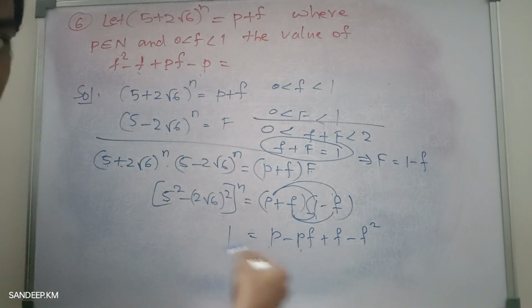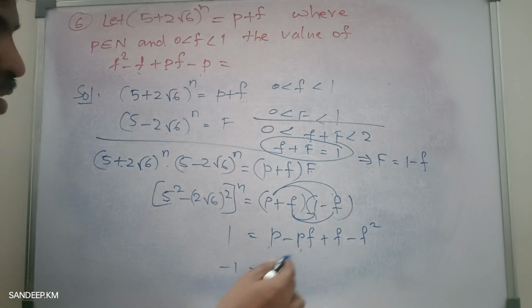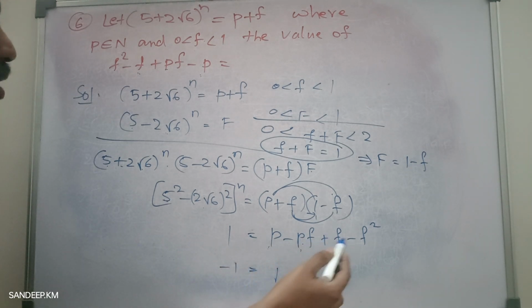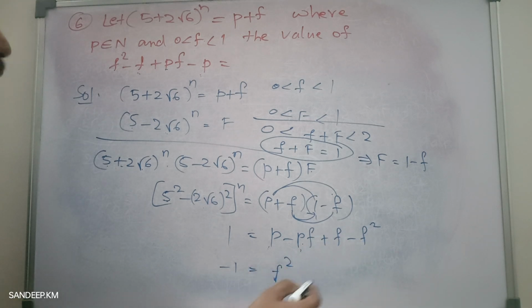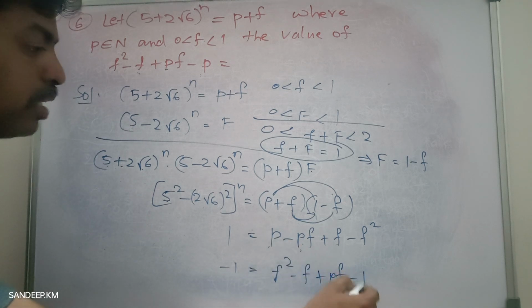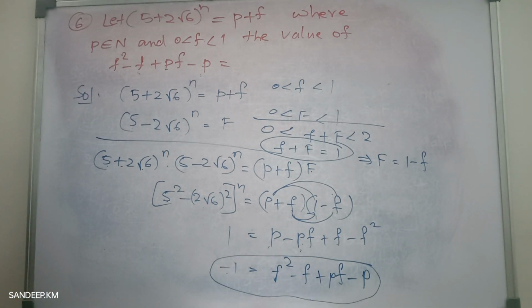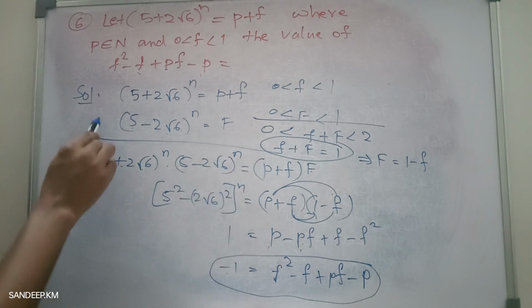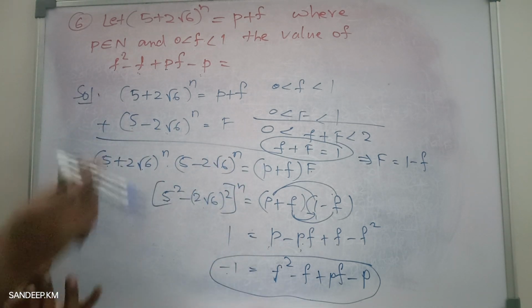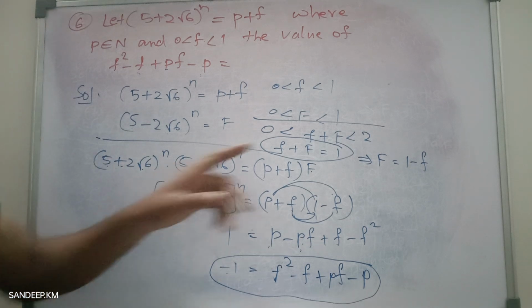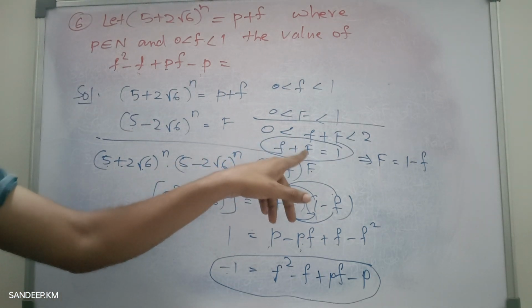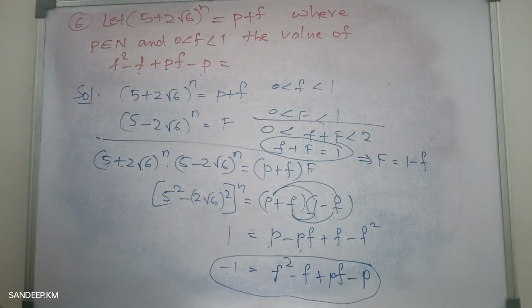That means multiply with minus on both sides. Minus 1 is equal to plus pf, what is it, plus f square, and then minus f, and then plus pf, and then minus p. So this is what they are asking. What is the value of it? It is minus 1. Okay, now remember, this is important. We have to decide whether we have to add or subtract. So then only we will know whether we have to take small f plus capital F or small f minus capital F. All these things. Check all the previous videos. You'll get more clarity.